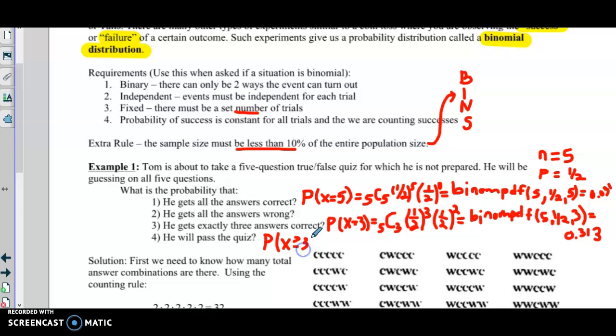So now I want to know the probability x is greater than or equal to 3. And this is where we really appreciated the calculator first semester. Because if I wanted to find this without it, I'd have to do this formula for 3, for 4, and for 5 and add them up. Instead, in the calculator, we can pick binom CDF. The C stands for cumulative. So cumulative means it's going to add for us.